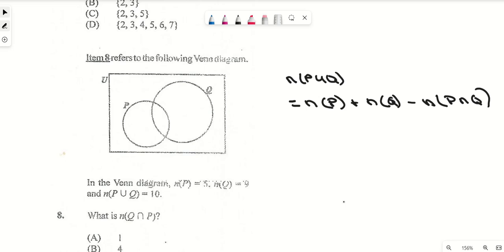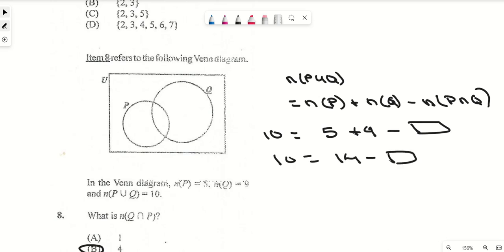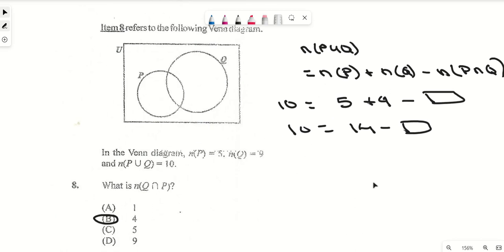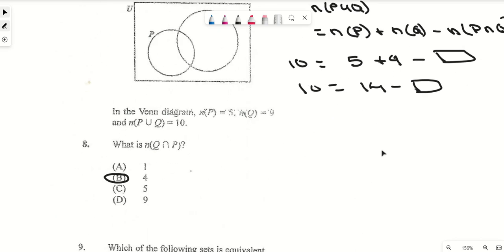This question is repeated. I believe the answer is 4, which is B, but let's check it out. We know that the union, so they're saying 10 is equal to 5 plus 9 minus some number. 5 plus 9 is 14. So 10 is equal to 14 minus some number. 14 minus what would give you 10? 14 minus 4, which is B.